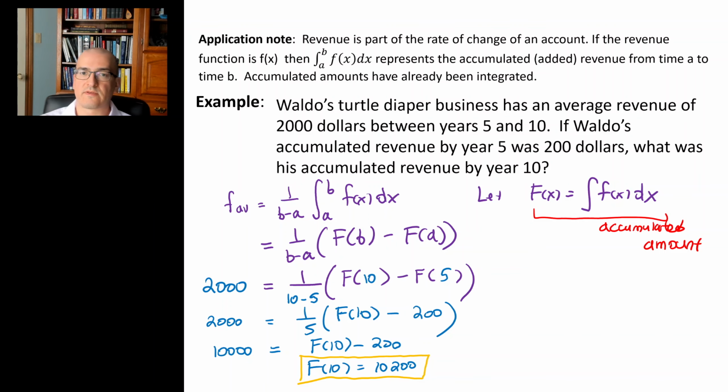If this wasn't, forget we're in a calculus class. Think about this logically. $200 was in the account at the beginning. We went ahead 5 years, and in that 5-year period, our average revenue was $2,000. What should be in the account after 10 years? Well, let's take the 2,000 multiplied by 5. That's how much money we've accumulated. We've accumulated $10,000.